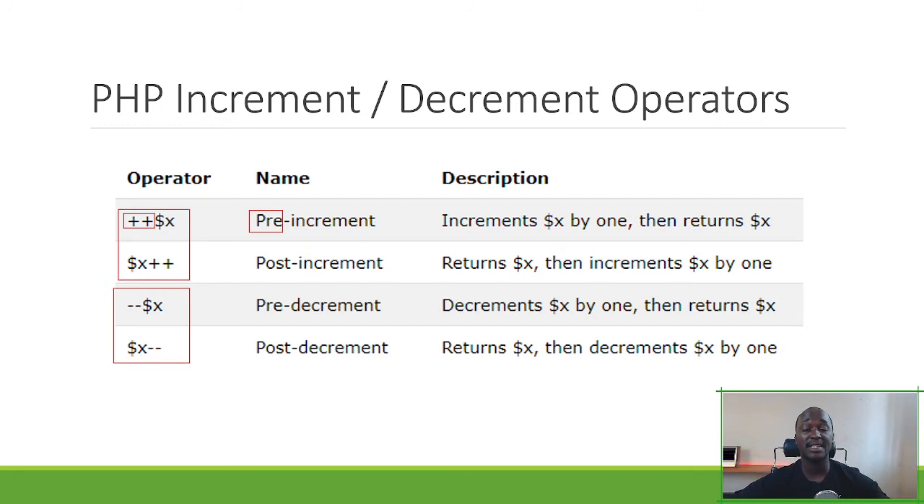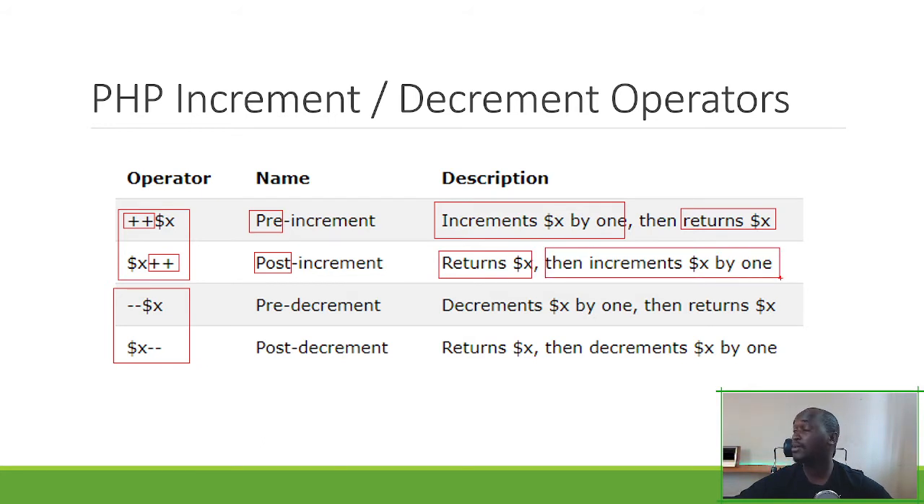You're incrementing it before you increment by 1, then you return the value of x. Otherwise, when you put it after and then it's post, that means return the value of x, then increment by 1. So that is the main difference between pre and post, increment or decrement. It's just the return. Do you return the value first before you add, or you add first before you return the value? Okay.